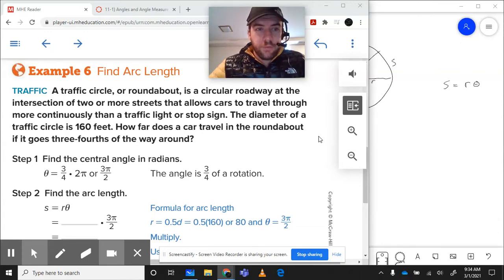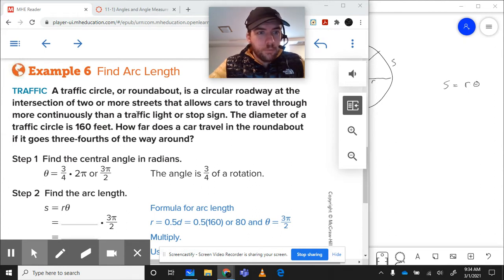Okay, we've made it to our final example of this lesson, which is on finding an arc length. For this first one, they've given us a situation with a traffic circle, or what we kind of call a roundabout, a circular roadway at the intersection of two or more streets that allows cars to travel through more continuously than a traffic light or stop sign. If you've been down to the Yakima Valley Mall, there's a couple of roundabouts down there.